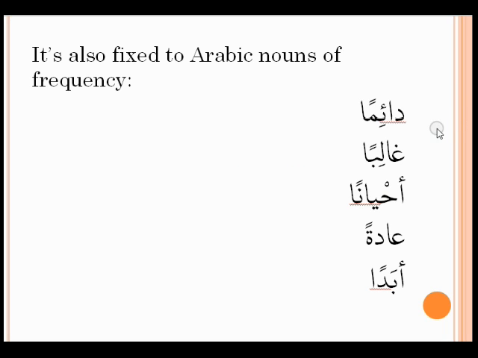Other Arabic nouns which include tanween in their spelling, nouns of frequency, are da'iman, meaning always, ghaliban, meaning usually, ahyanan, sometimes, adatan, often, and abadan, never.